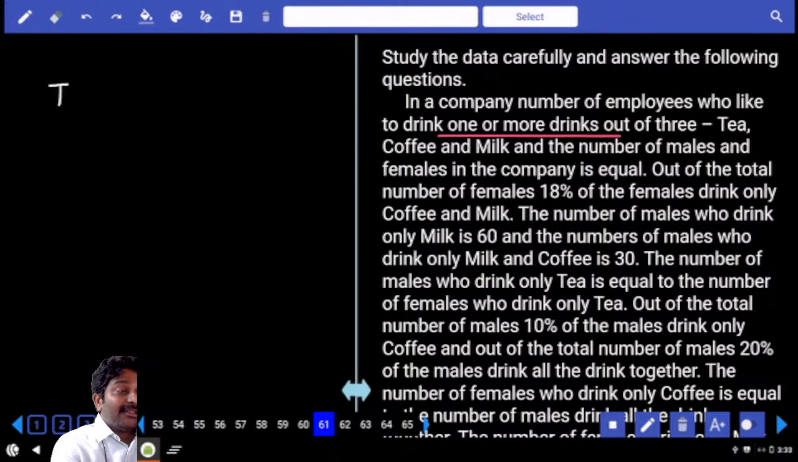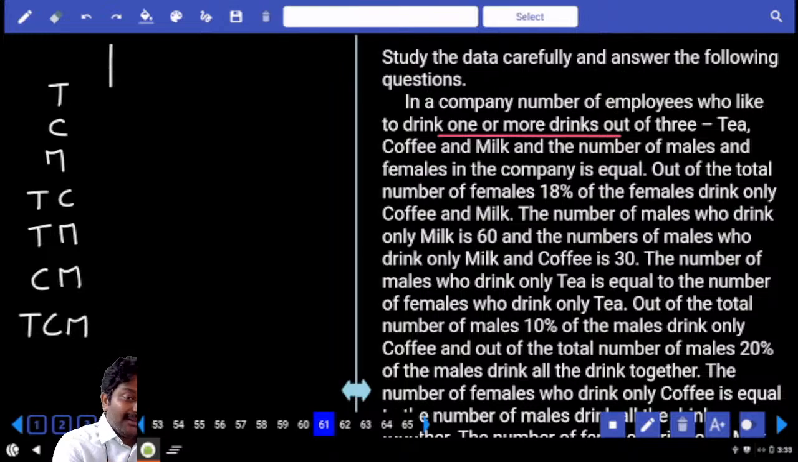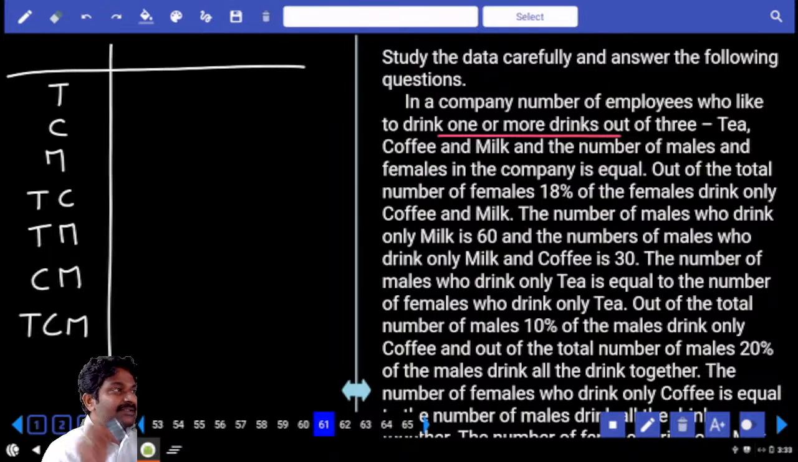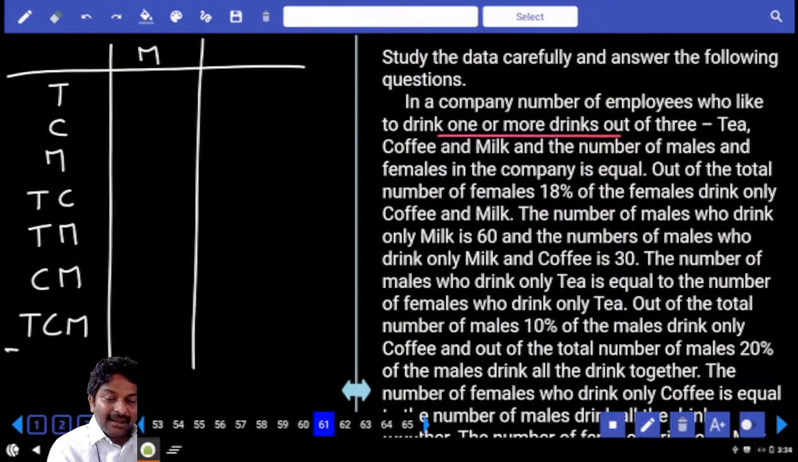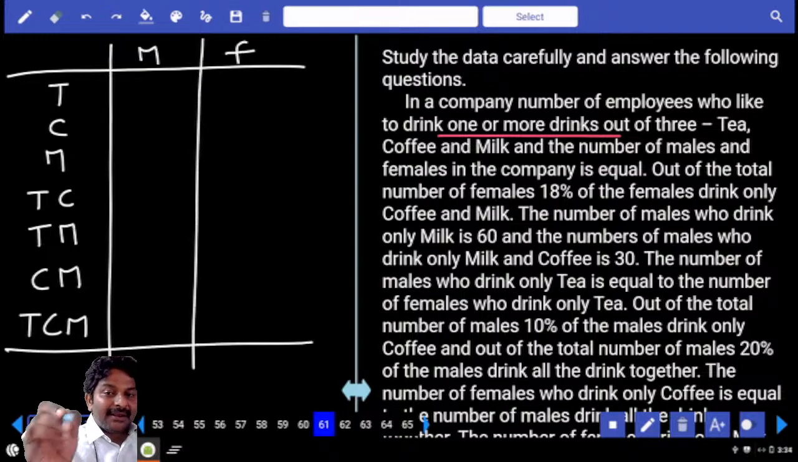And they said 1 or more drinks out of tea, coffee, milk. There may be people who like only tea, only coffee, only milk, tea and coffee, tea and milk, coffee and milk, tea, coffee and milk. These are the different possibilities. They are talking about male and also female. Right.